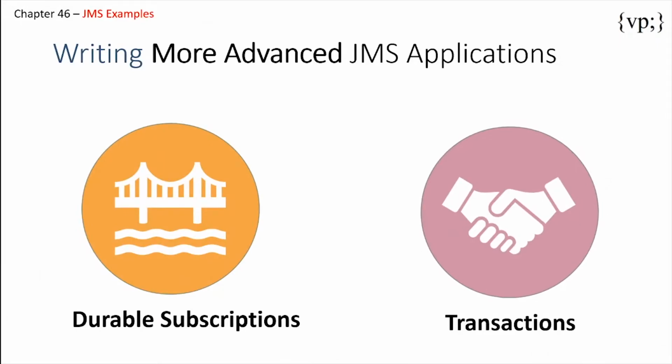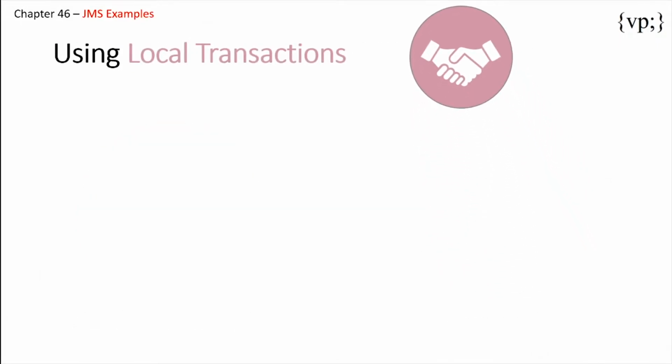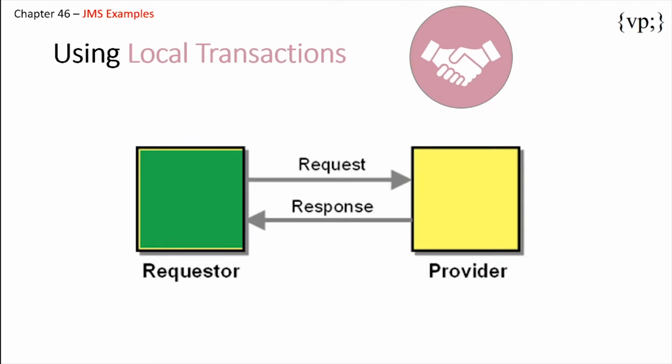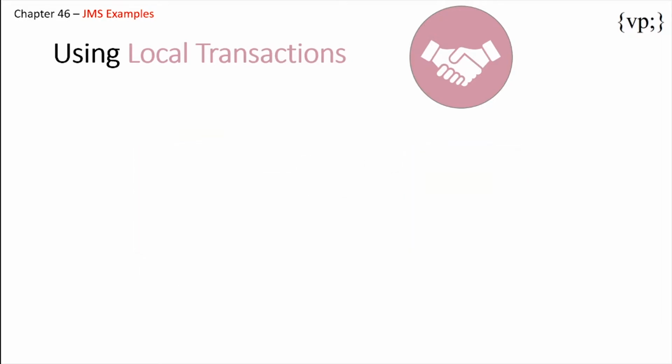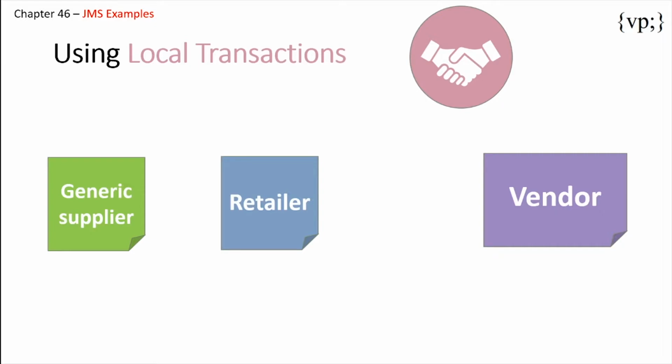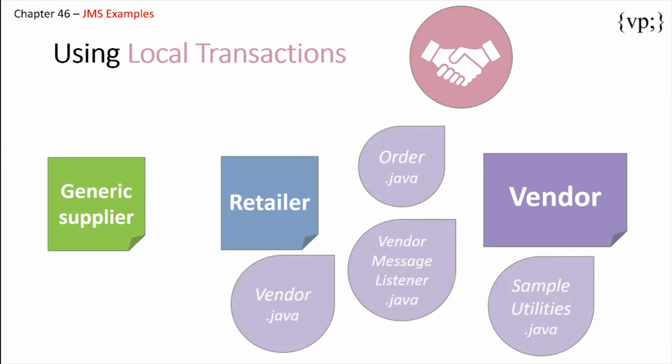So now that you're done with your durable subscriptions, let's take a look into our local transactions. To use local transactions, we'll be taking a look into our transacted example, which demonstrates the use of the request to reply messaging pattern described in the last episode. This example consists of 3 modules: the generic supplier, the retailer, and the vendor. The generic supplier has only one class, genericsupplier.java, and the retailer has a class called retailer.java, while the vendor module is a bit more complex with 4 classes: vendor.java, vendormessagelistener.java, order.java, and sampleutilities.java.